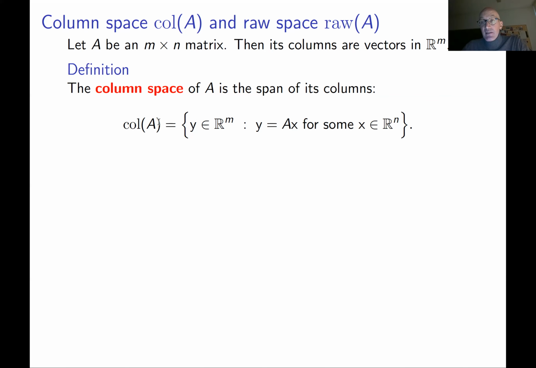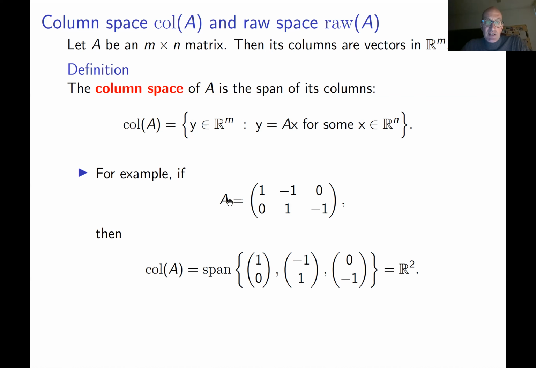And like the kernel, the column space is a vector subspace. So let me give you this example. You take a 2 by 3 matrix A, and then by definition, the column space is the span of these three vectors: the first column of matrix A, the second column, and the third column. One can check, this is not hard, that in this case the column space is the whole two-dimensional space. You get all vectors in the plane if you take all linear combinations of those vectors.